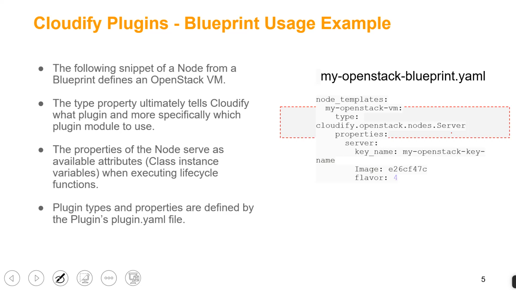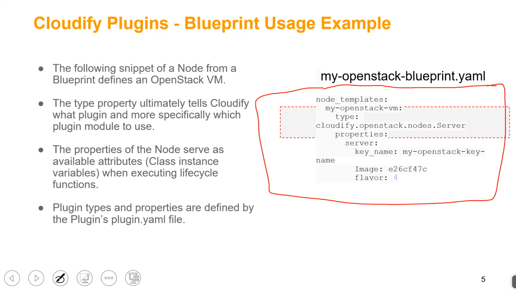Yeah. So here, this is a very simple Cloudify blueprint file. There is this plugin defined server, cloudify.openstack.nodes.server. This is nothing but pointing to a Cloudify plugin, which would install a virtual machine onto one of the compute hosts on the NFV platform. And that virtual machine has certain properties like the security key and then the image ID.